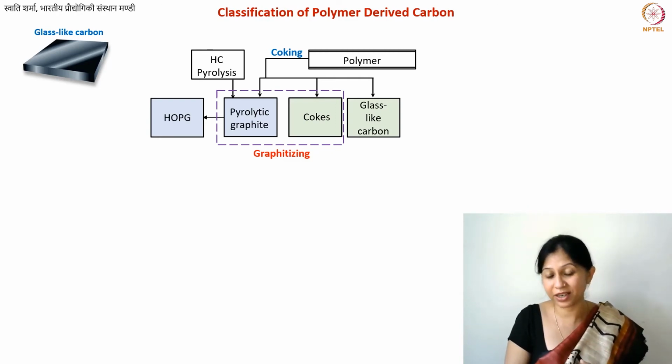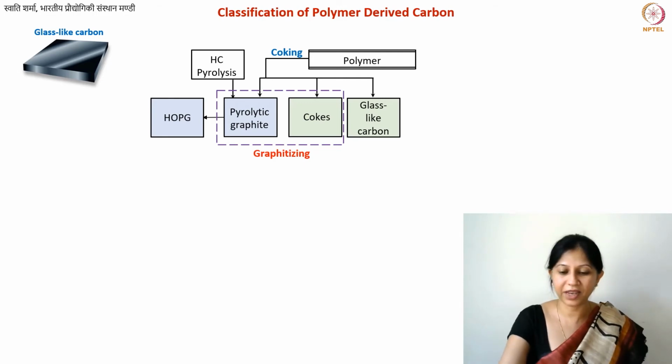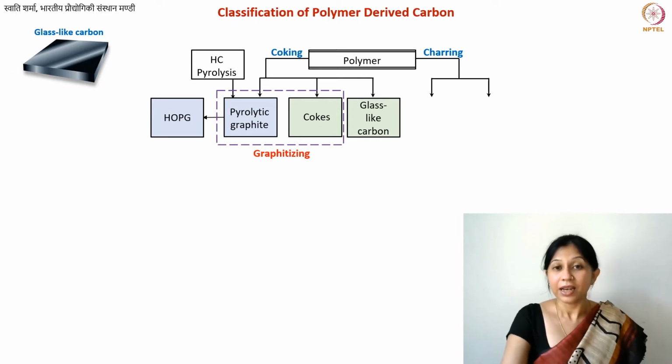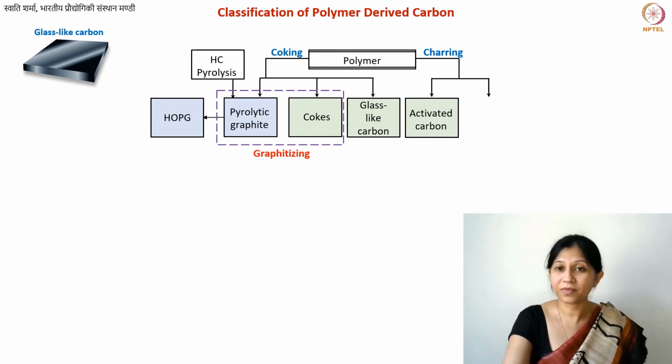But it has a very shiny surface. Okay, and it's a very highly stable material, very interesting material. We'll talk about that. Okay, now let's come to charring. Charring gives you something called activated carbon. You must have also heard about activated carbon.